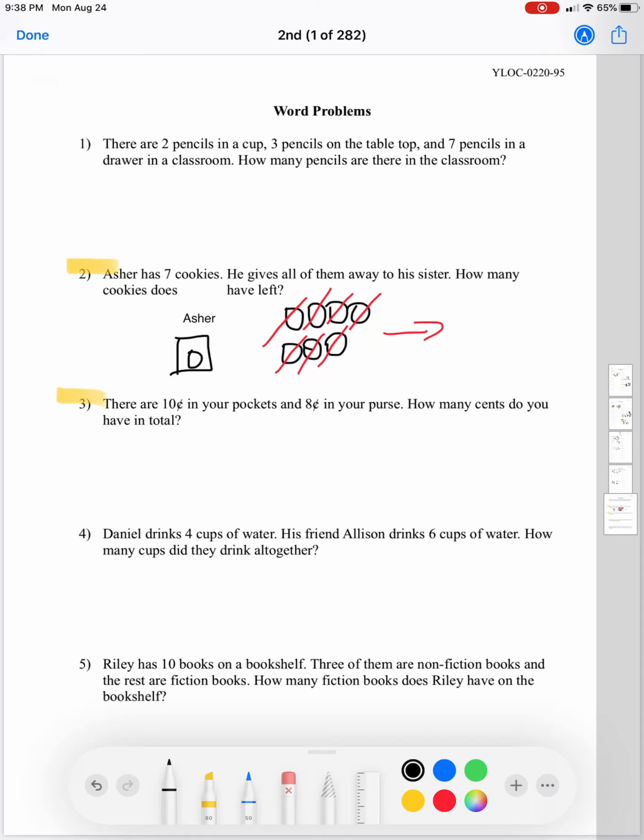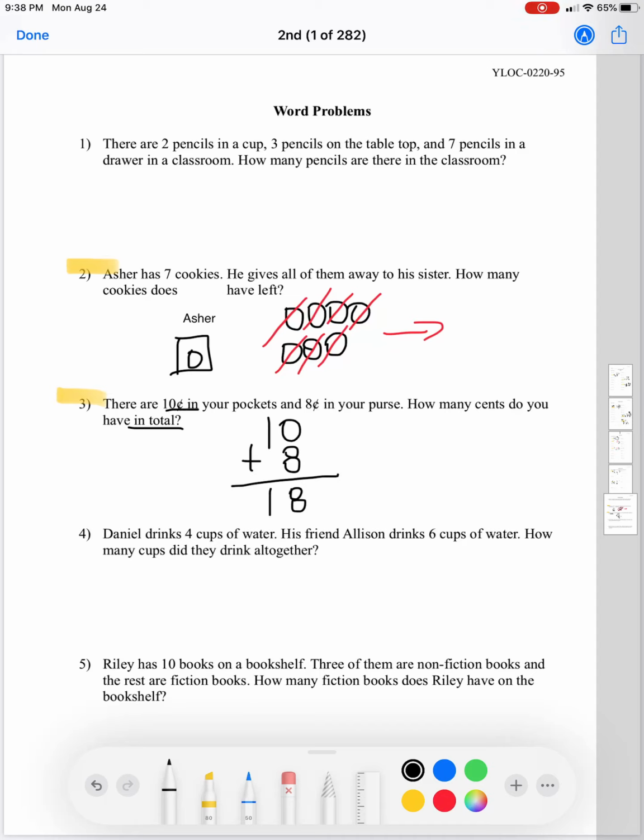Now, number 3, there are 10 cents in your pockets and 8 cents in your purse. How many cents do you have in total? This little C with the little cross line in it stands for cents. So we're going to add because we're looking for how many cents you have in total. So if you add 10 plus 8, you have 0 plus 8. Like we said before, anything added to 0 is the same number. We're going to bring down the 1, 18.